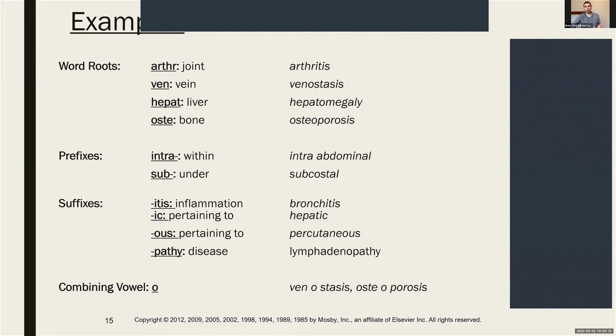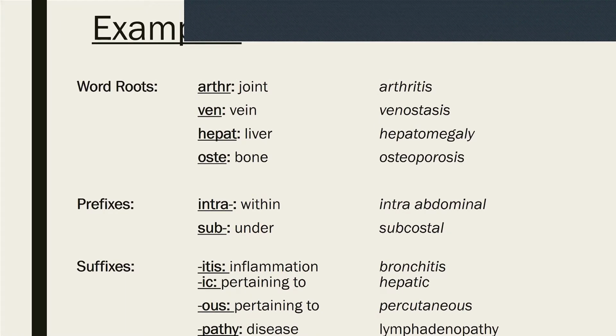So, some examples of word roots. Arthr, meaning joint, as in arthritis, and the itis, that would be inflammation as a suffix, so inflammation of the joint. Then ven, vein, hepat, liver, oste, bone. Prefixes like intra, so intravenous or intra-abdominal. That means within the vein or within the abdominal cavity. Sub would mean under something, so subcostal. Costal is the word root for your rib. So subcostal would mean underneath your rib. You could also go like supracostal, meaning above the rib. So that's how we see prefixes used.